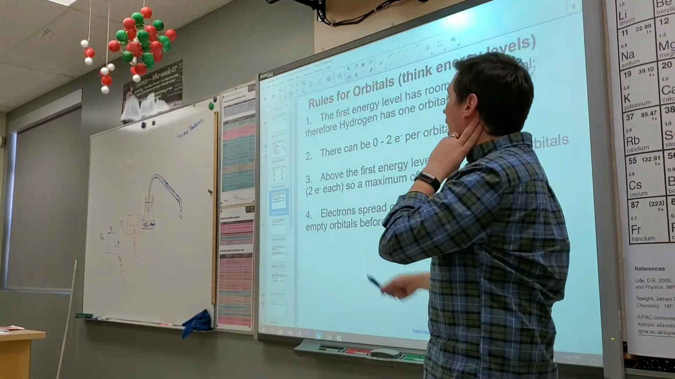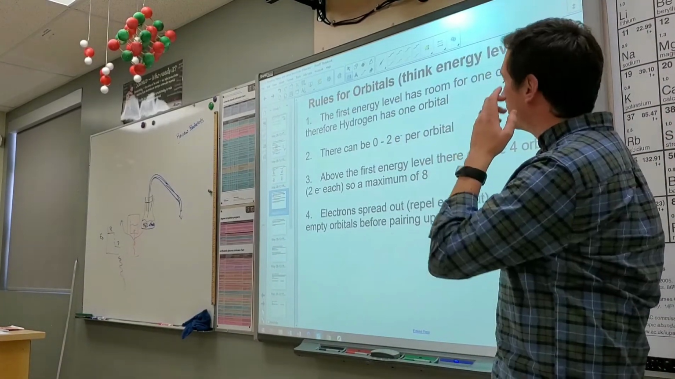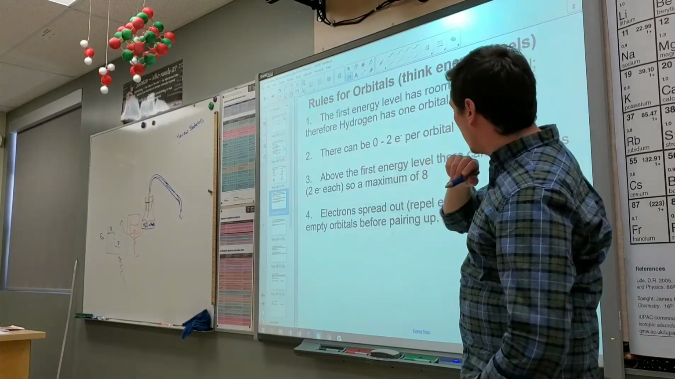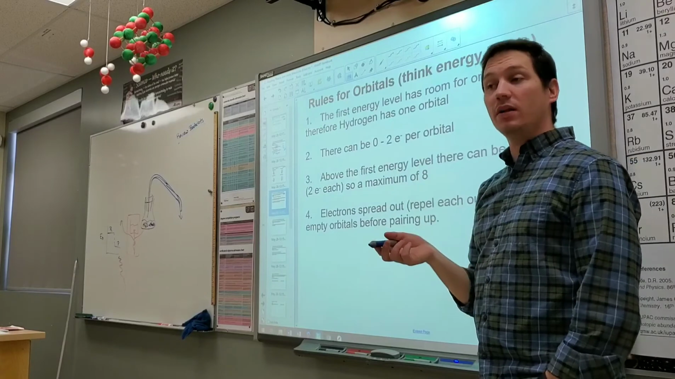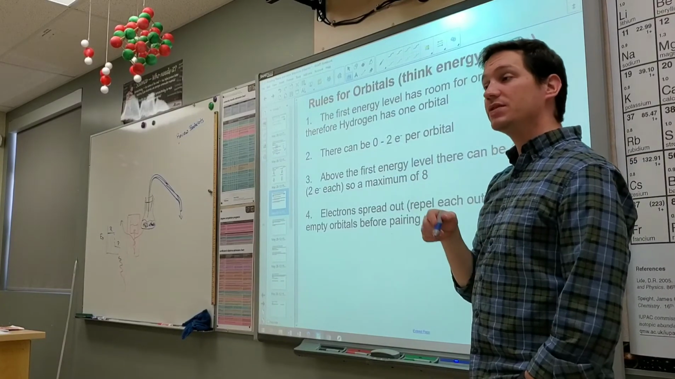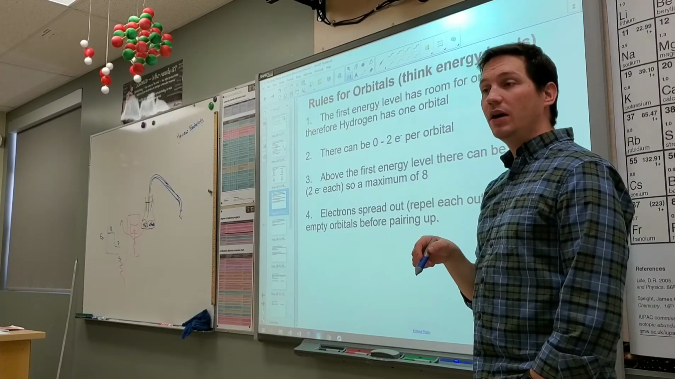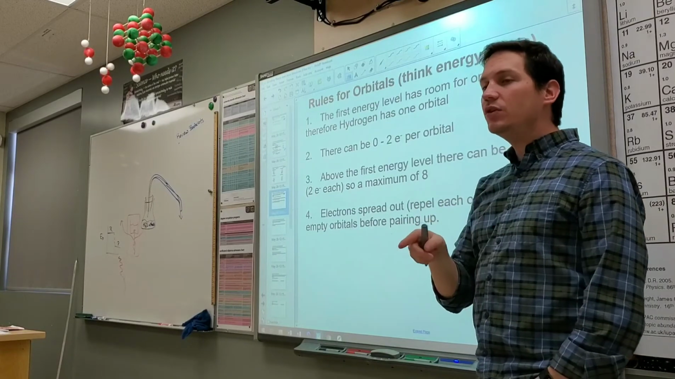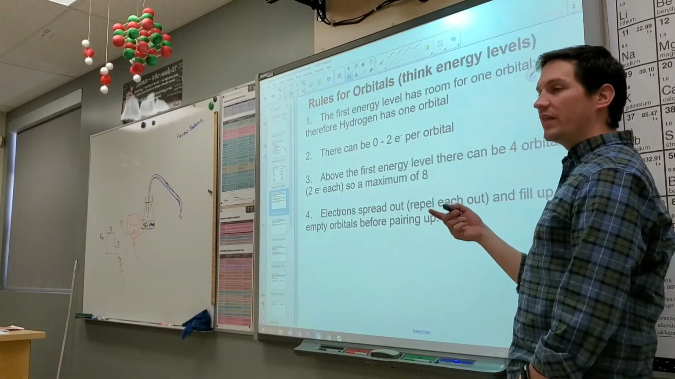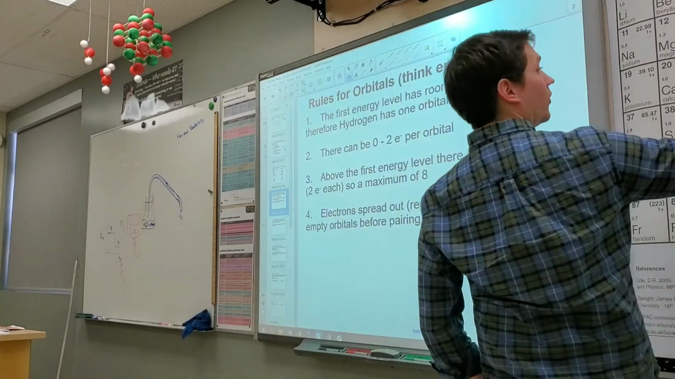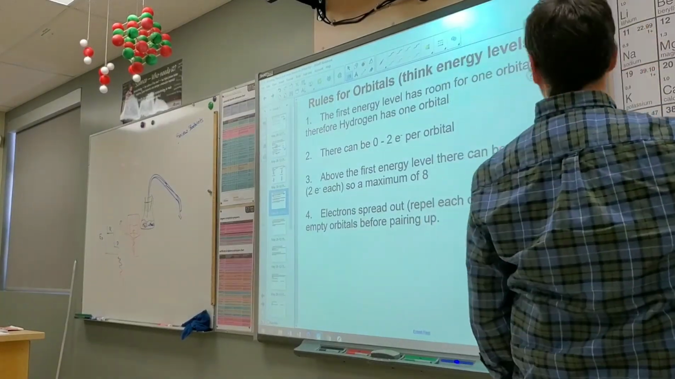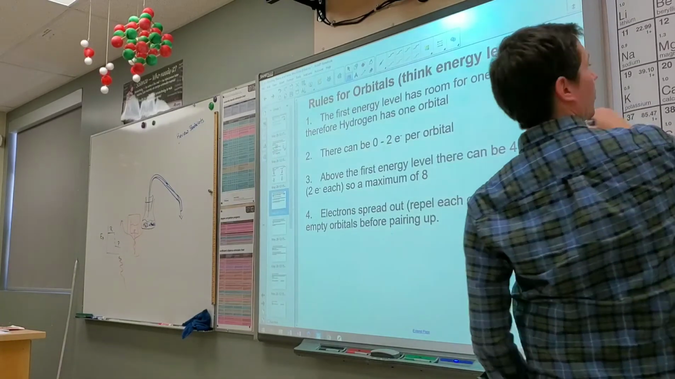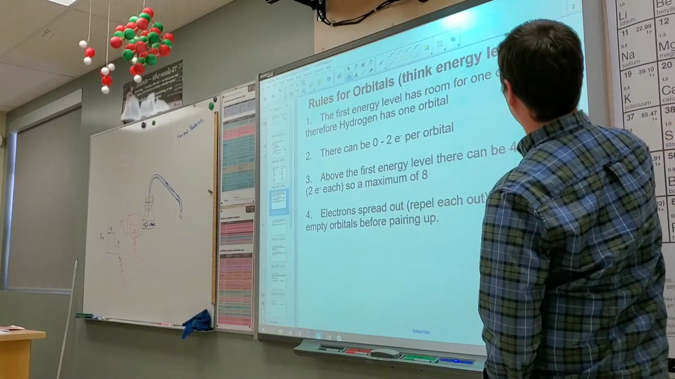And it just so happens that that's 1 orbital. Okay? So hydrogen only has 1 orbital. There can be 0 to 2 electrons per orbital. You can have 1 electron in an orbital. You can have 0, or you can have 2. You cannot have more than 2 electrons in an orbital. Have you ever seen us draw the diagram of, for example, let's draw oxygen just because we can. So we're going to draw nitrogen because it's different.